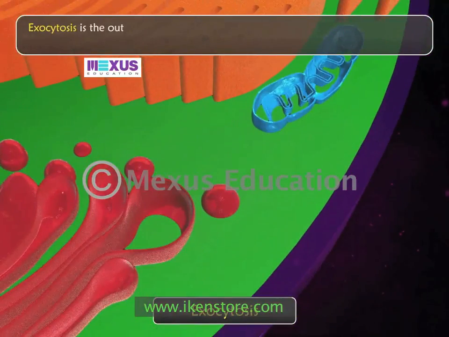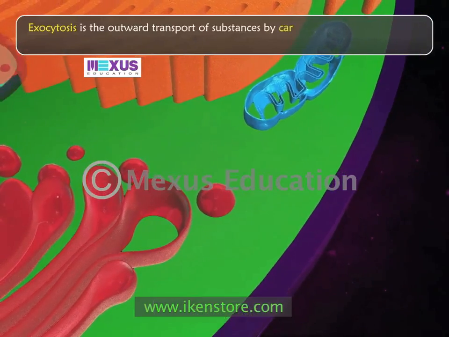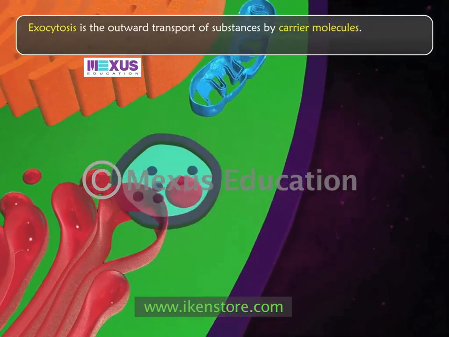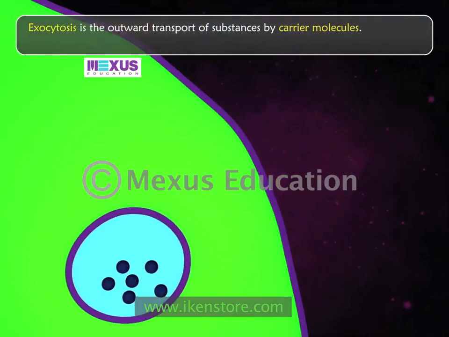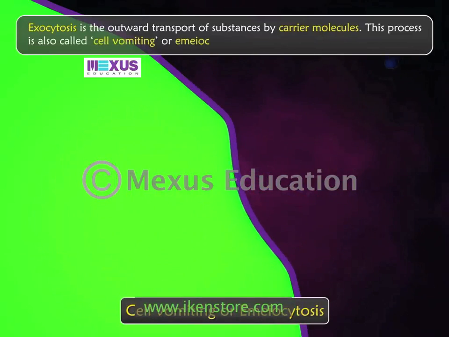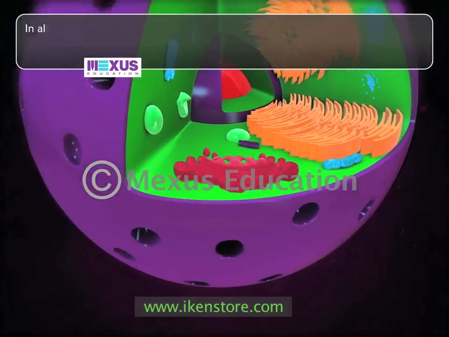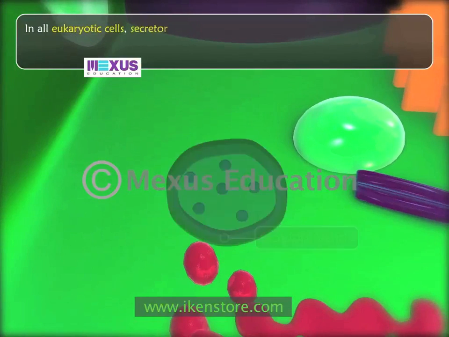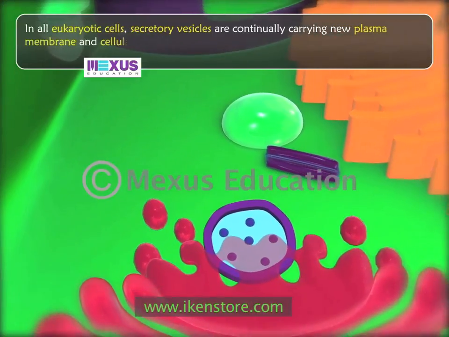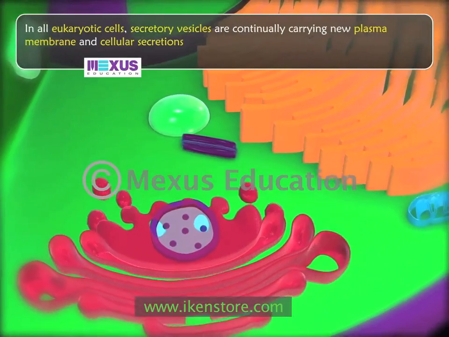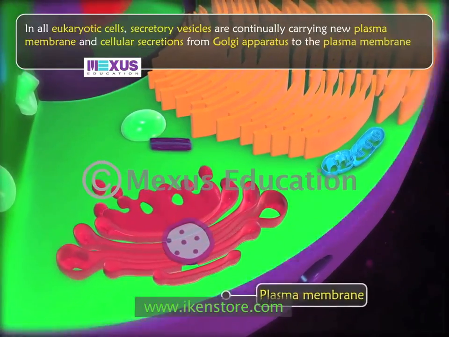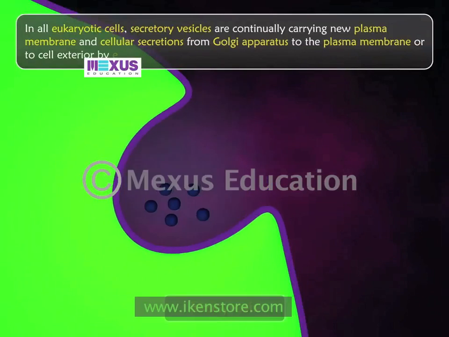Exocytosis is the outward transport of substances by carrier molecules and is quite common in secretory and excretory cells. This process is called cell vomiting or emeiocytosis. In all eukaryotic cells, secretory vesicles are continually carrying new plasma membrane and cellular secretions like proteins, lipids, and carbohydrates from the Golgi apparatus to the plasma membrane or to the cell exterior by exocytosis.